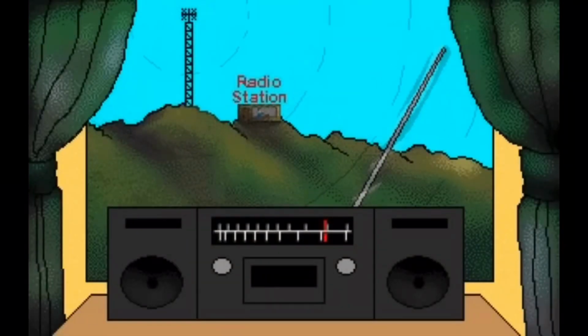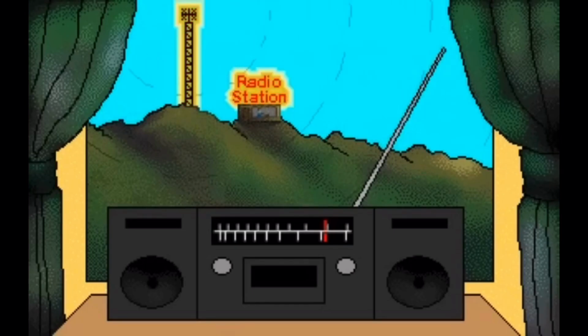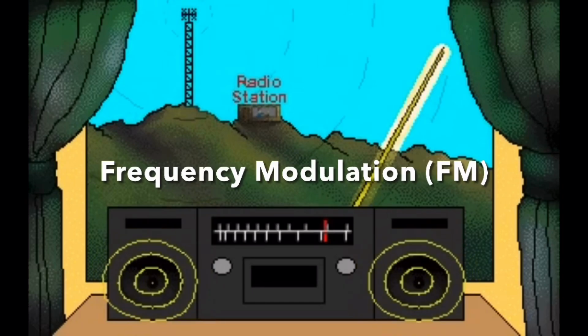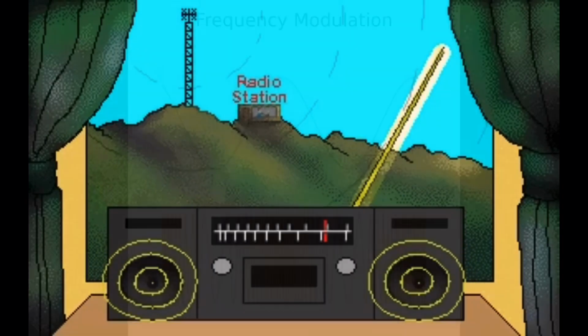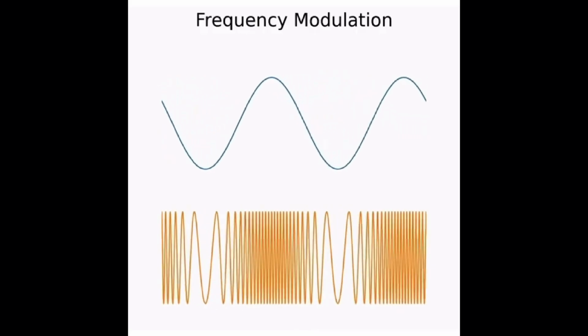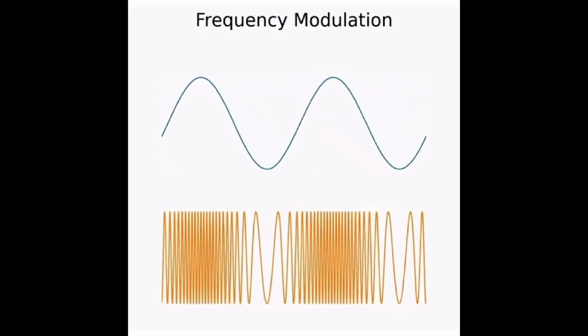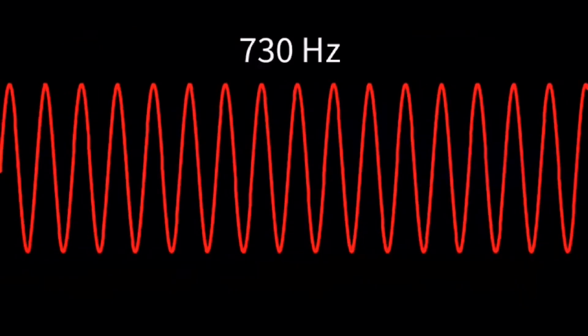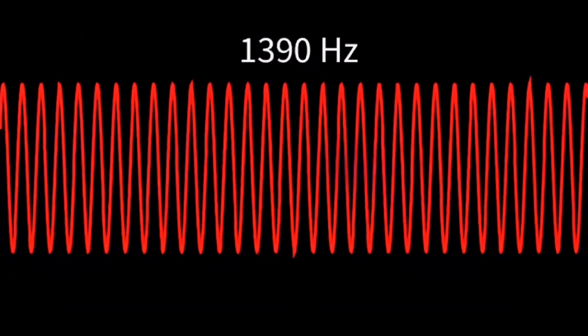Have you ever wondered how your favorite song travels from a radio station to your car stereo without any wires? A big part of that magic is thanks to something called frequency modulation, or FM. Frequency is just how fast a radio wave vibrates. You can think of it like musical pitch. A high frequency is a high note. A low frequency is a low note.